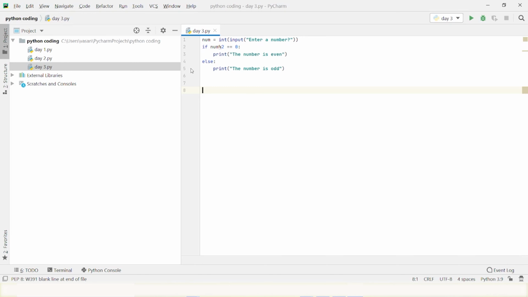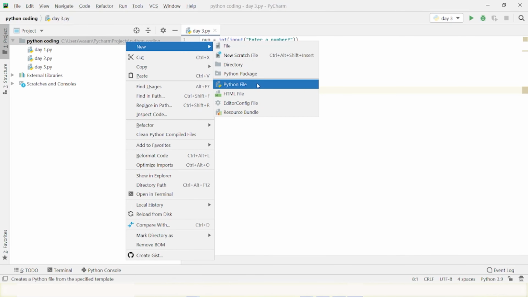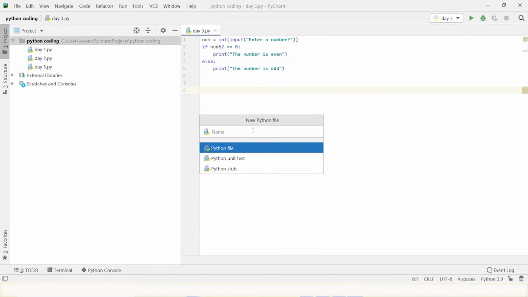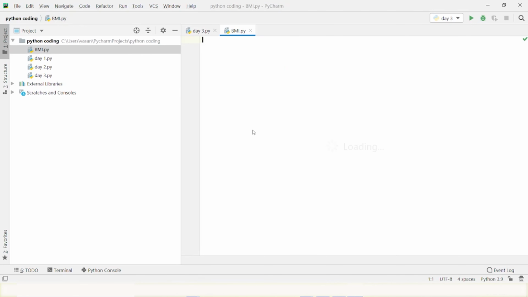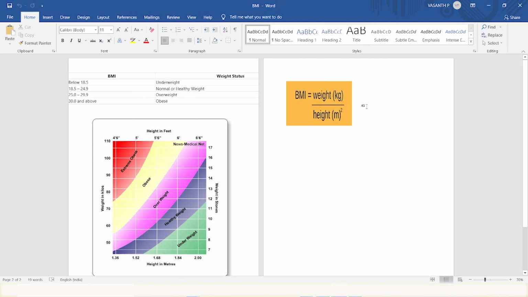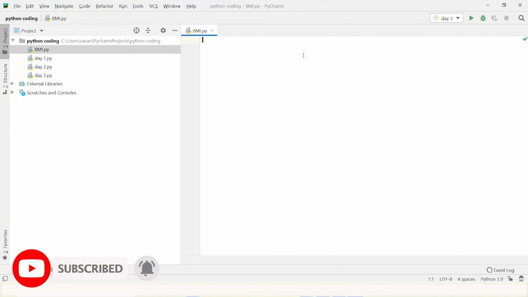This is the day 3 code. I'm gonna create a new Python file named BMI, and close day 3. First thing, we're gonna get the height and weight of the user. The formula is weight in kg divided by height in meters squared. The required elements to calculate BMI are height and weight.